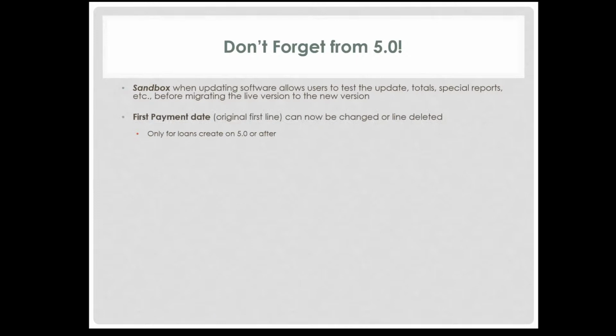In version 5.0, an irritant before that was the first payment date. It can now be changed, it can now be deleted, but only in loans created after 5.0. So if you have loans created in version 4.4, you will not be able to change the first payment date. So what? They're older loans. But as of 5.0, you can change that. That's very useful for people.